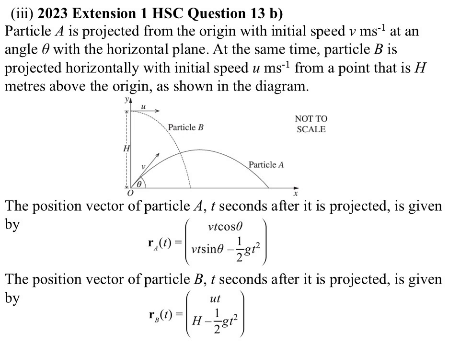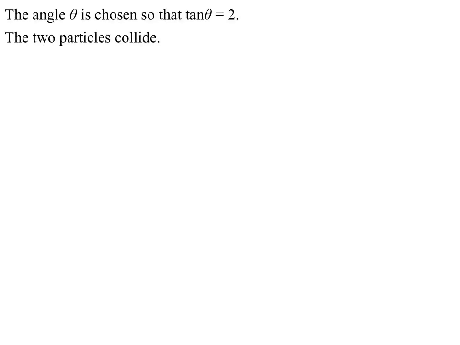This time they're projecting 2 projectiles, one from the origin, but one up higher at H. But the one up high has been projected horizontally, just starts off horizontally. They gave us the 2 position vectors of the 2 different particles there. Theta is chosen so that tan theta is 2, and we know they do collide.